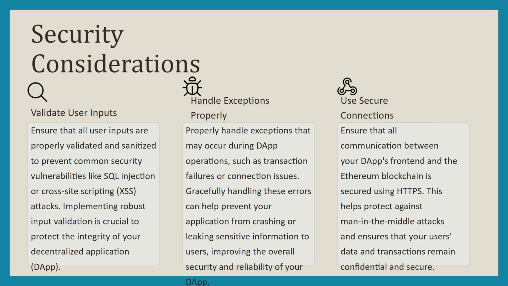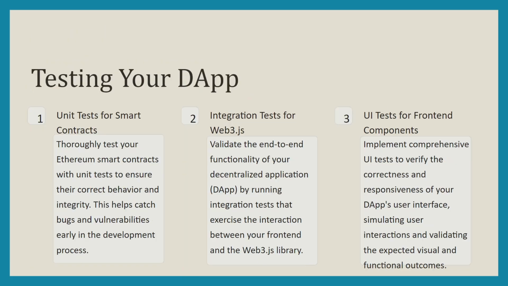Next, you have to ensure that all communication between your dApp's frontend and the Ethereum blockchain is secured using HTTPS. This helps protect against man-in-the-middle attacks and ensures that your users' data and transactions remain confidential and secure. Next is testing your dApp.